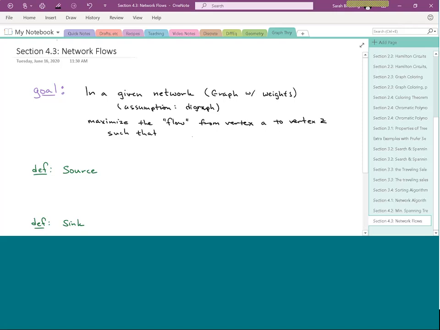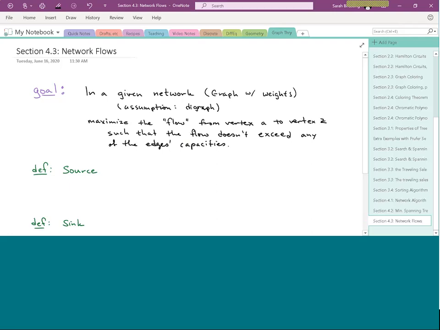the flow doesn't exceed any of the edges' capacities. Let's go ahead and fix that apostrophe, because it's across all of the edges in the entire graph. Now, we don't know what all those terms mean yet, but we're going to define them in just a second.